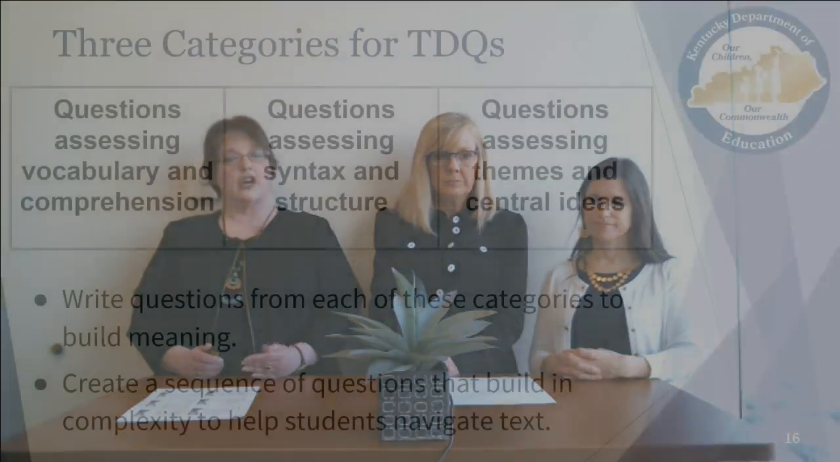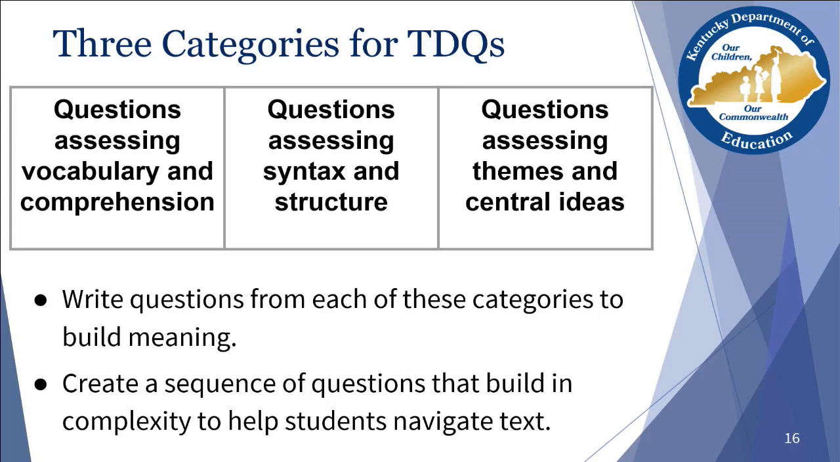And so in writing text-dependent questions, if you go to a deeper level, you really want to think about three categories for text-dependent questions. We first of all have questions that assess vocabulary and comprehension. So that's something to consider when you're writing text-dependent questions. Questions that assess syntax and structure, and questions assessing themes and central ideas. So those are the three main categories that we look at in this module.